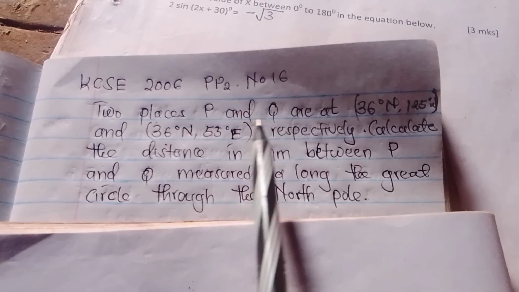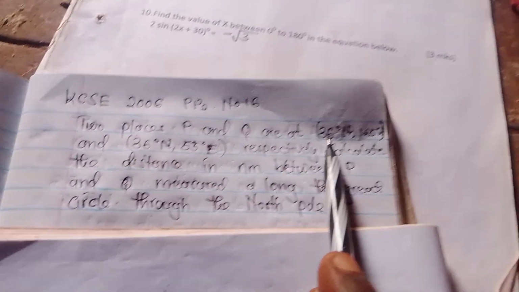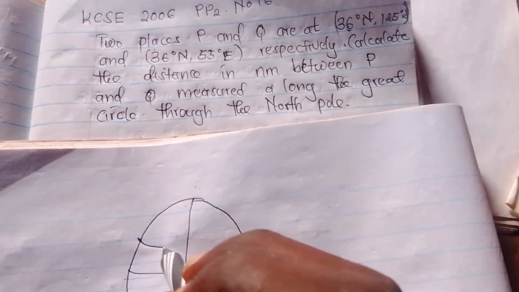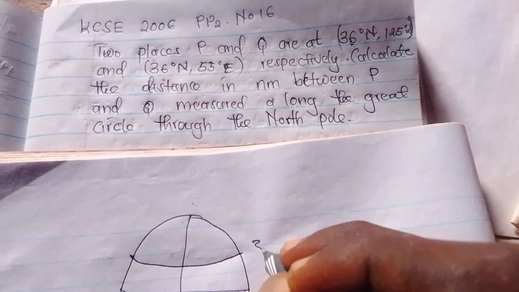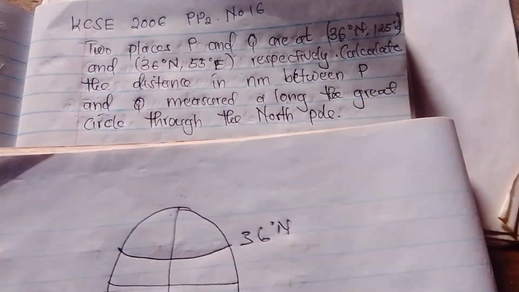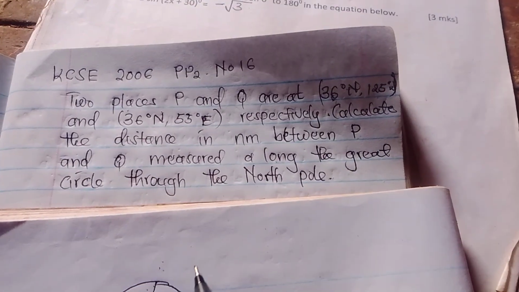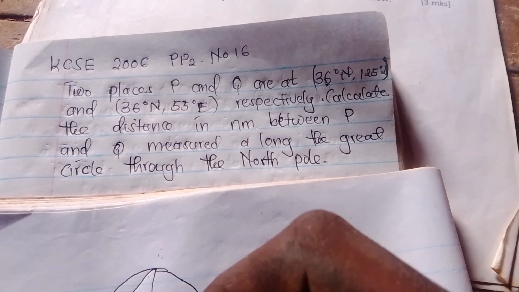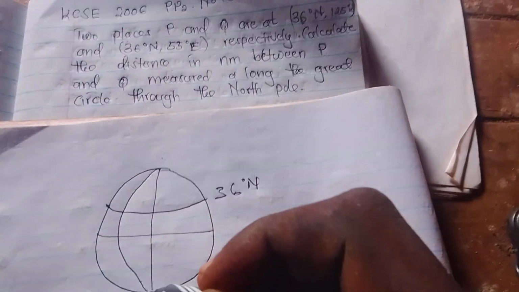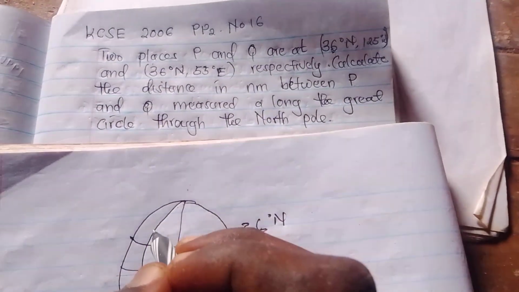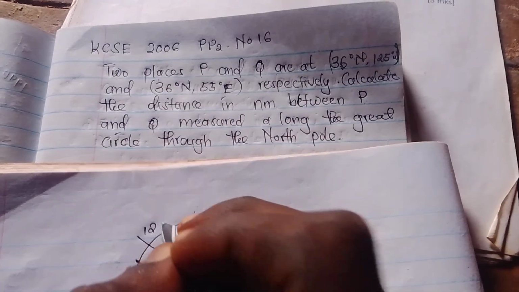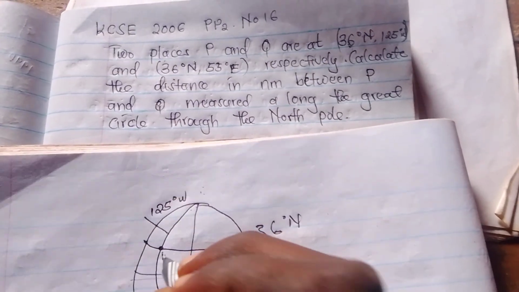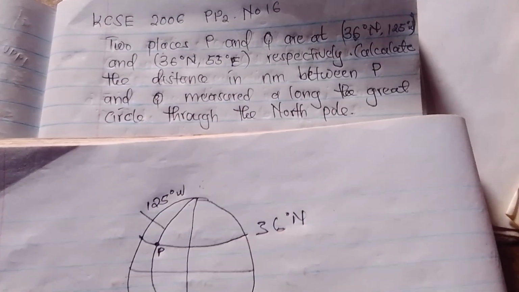We are told that point P is at 36 degrees north, so let's say 36 degrees is here, 36 degrees north, and 125 degrees west, to the west, like this. This is 125 degrees to the west. Here you can get the point P.